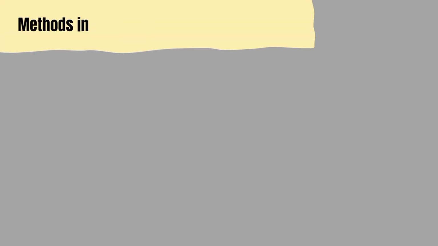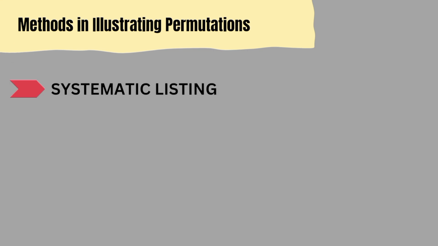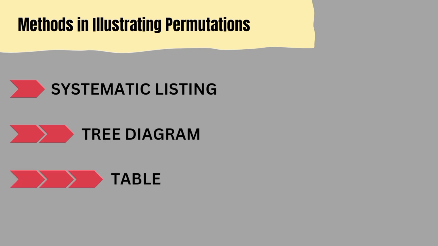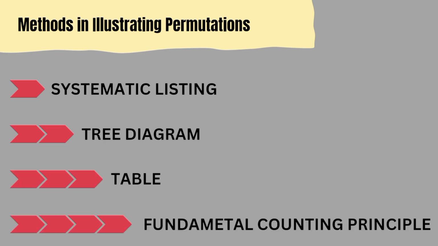Now, let's proceed to the discussion of the methods which we could use to illustrate permutations. Permutations can be illustrated using the following methods: systematic listing, tree diagram, table, and fundamental counting principle. In order to understand how these methods work, let's work on an example.